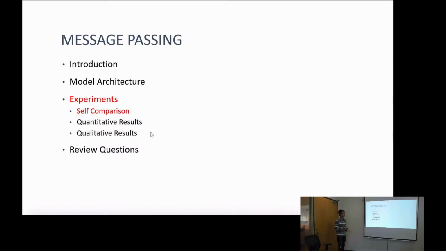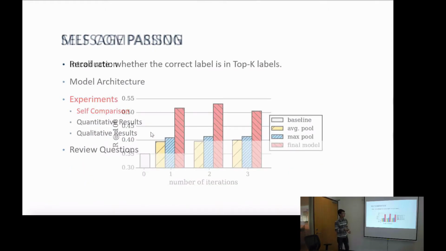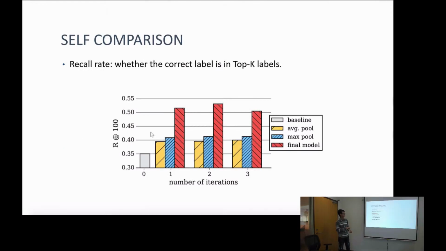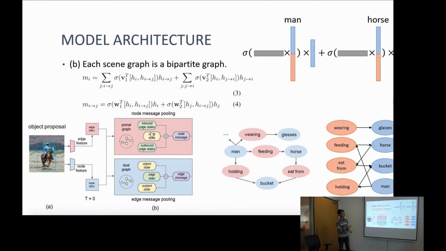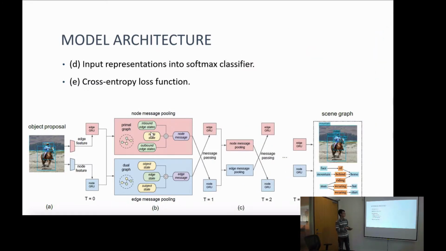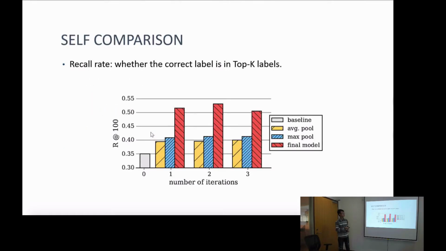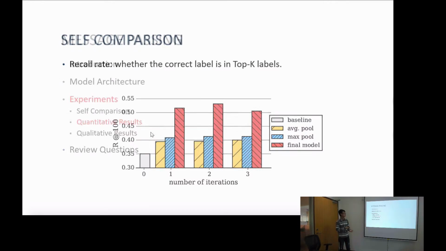The first experiment is self-comparison. So previously we used this kind of way to combine two representations, right? So for feeding, we use the representation of horse and man. Use this way to combine them, right? So one simple way is to take the simple sum of these two. Take the average of them, and the second pooling is to take the maximum value of them, and the third one is of course the method proposed by this paper, and we can see the final one is the best one. And then we turn to the quantitative results.